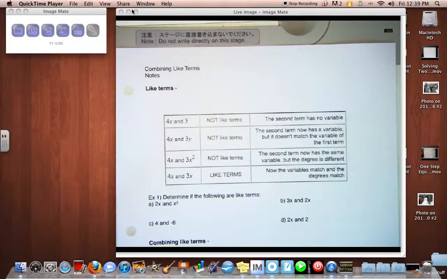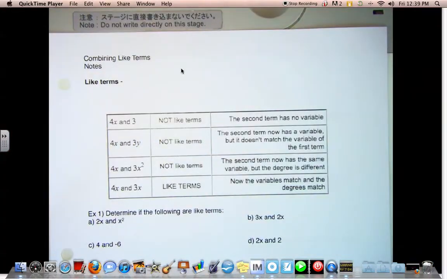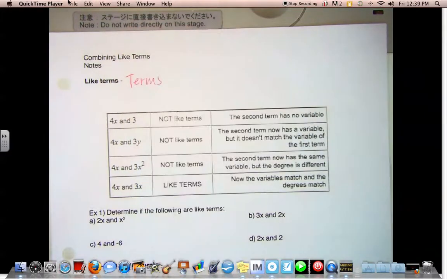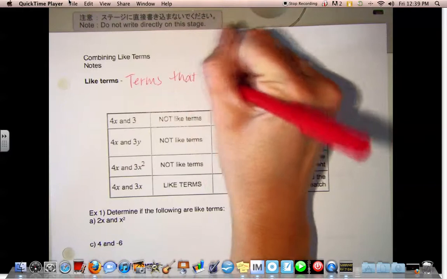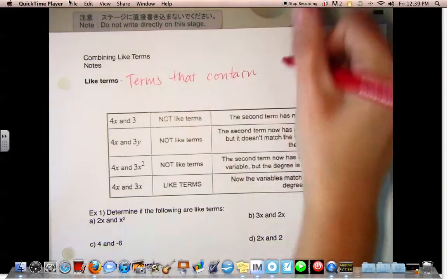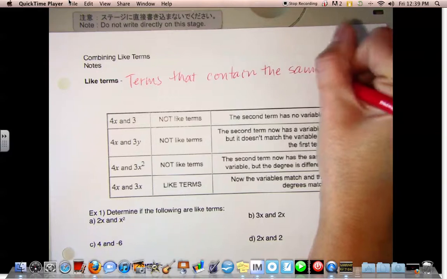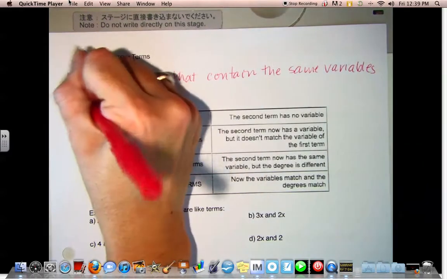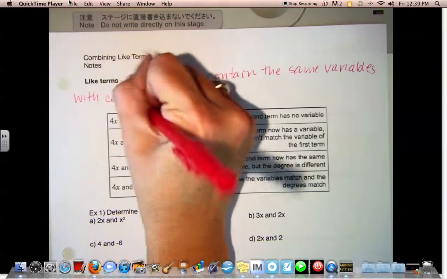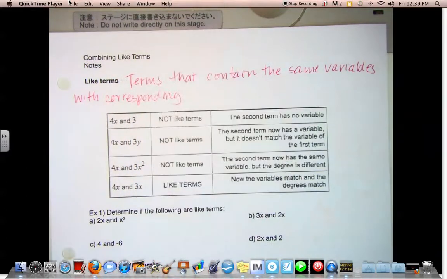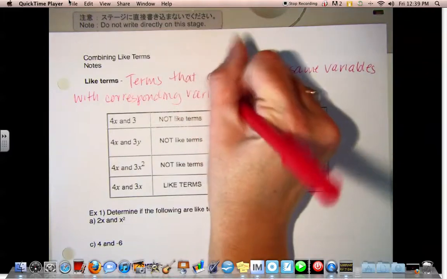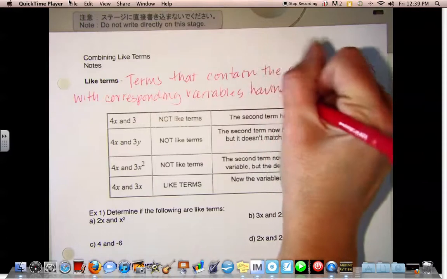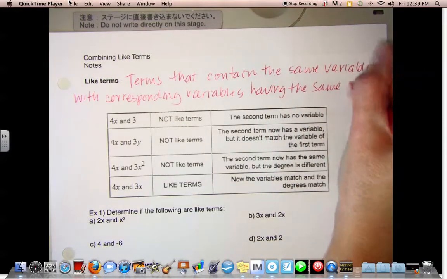All right, today we're going to look at combining like terms. So like terms are terms that contain the same variables with corresponding variables having the same power.